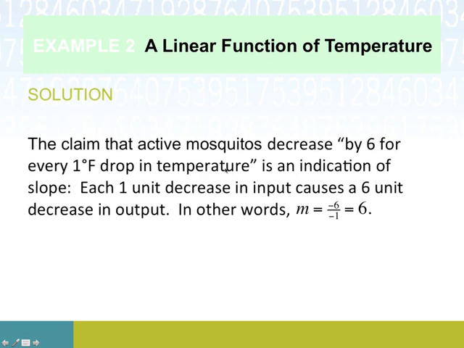Okay, so the claim that active mosquitoes decrease, quote, by 6 for every 1 degree drop in temperature basically is slope. It's an indication of slope because for every 1 unit decrease in input, we get a 6 unit decrease in output. So here, 1 unit decrease in input, remember that's our temperature, and then a 6 unit decrease in output, that was number of mosquitoes.